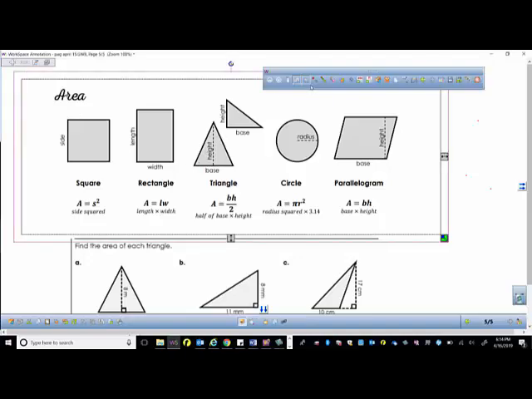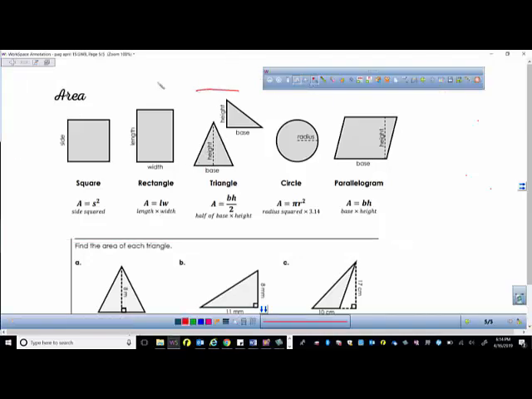Okay, so now we're on to triangles. So we're going to talk about triangles. For our formula for triangles, we're going to multiply what we call the base times the height, and then we divide by 2 because there's two triangles in a rectangle. So it's horizontal times vertical, then divide by 2.